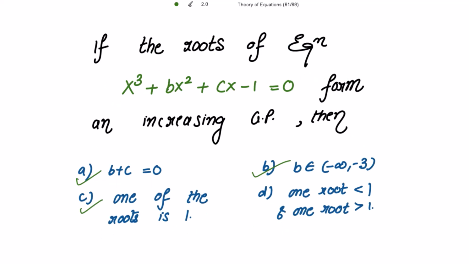And option D is one root strictly less than 1 and the other one strictly greater than 1. We have also proved this option. So D option is also correct. So all these options are correct. So the answer is A, B, C, D. All these options are correct.